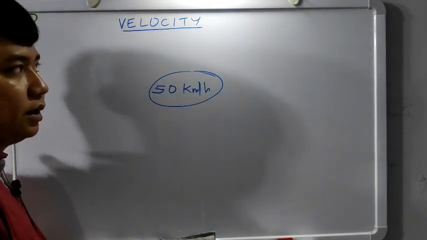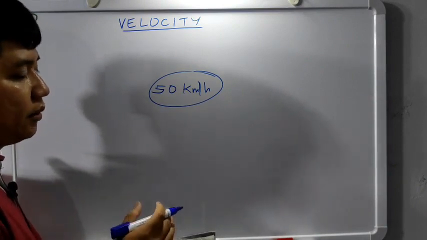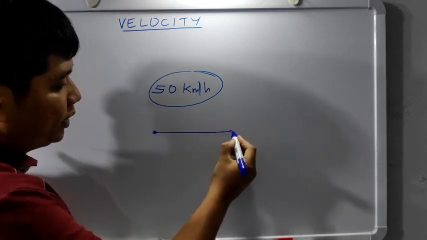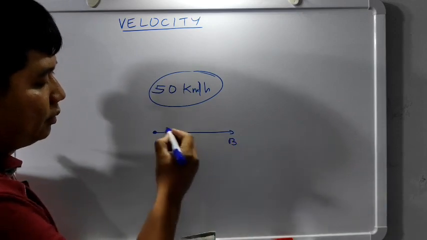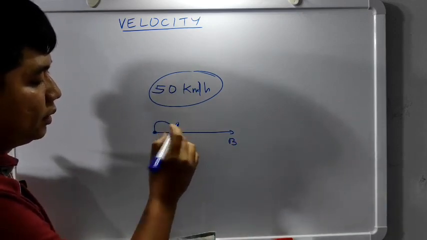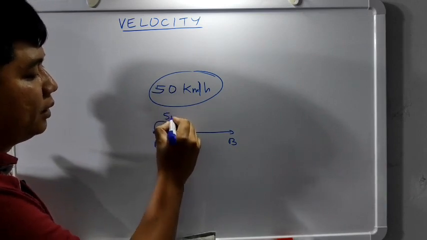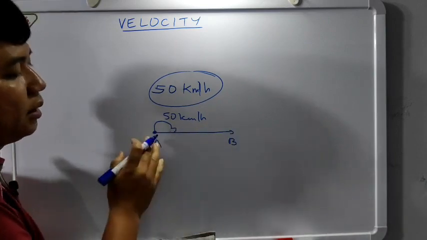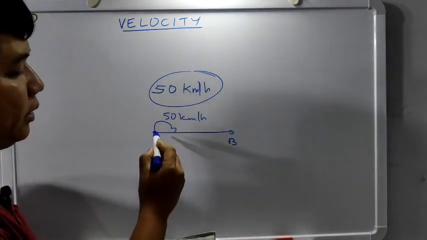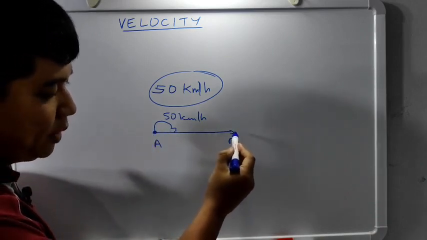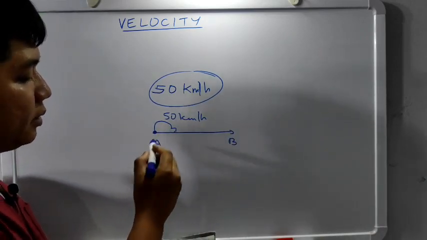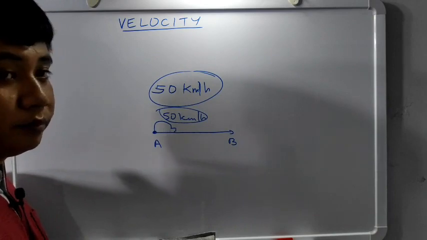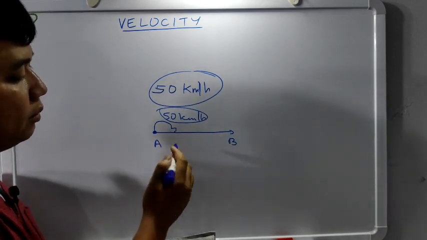So it is a scalar quantity. It's not a vector quantity. But when we say the speed of the car from A to B in a straight line, the speed of a car 50 km per hour from A to B along a straight line, here we specify the direction from A to B, in a straight line. It means it has magnitude as well as direction. So it is a vector quantity. The vector quantity of speed is called velocity.